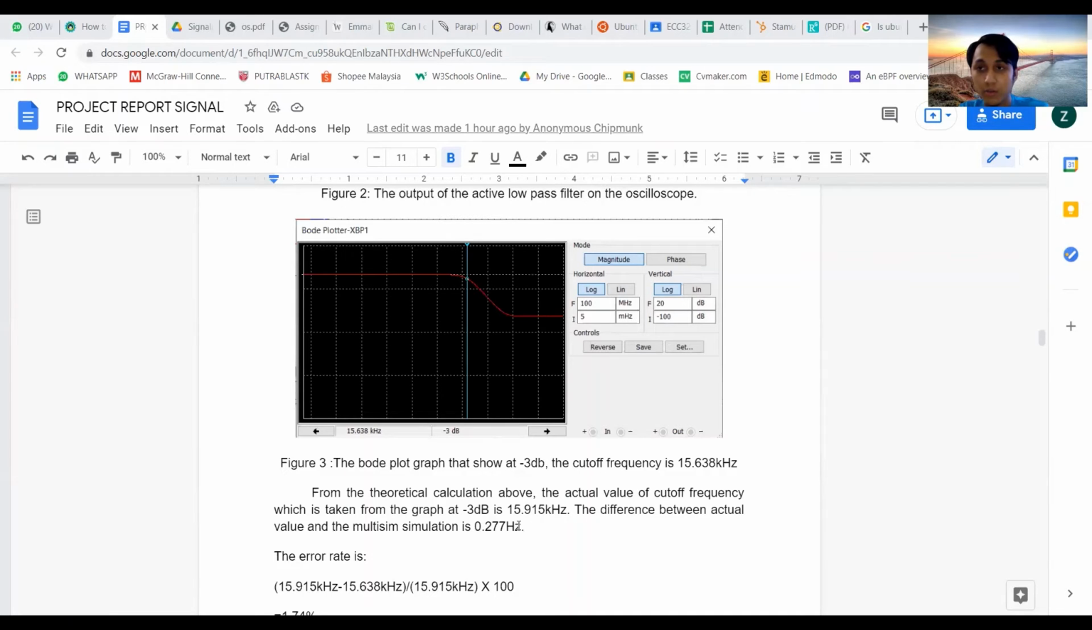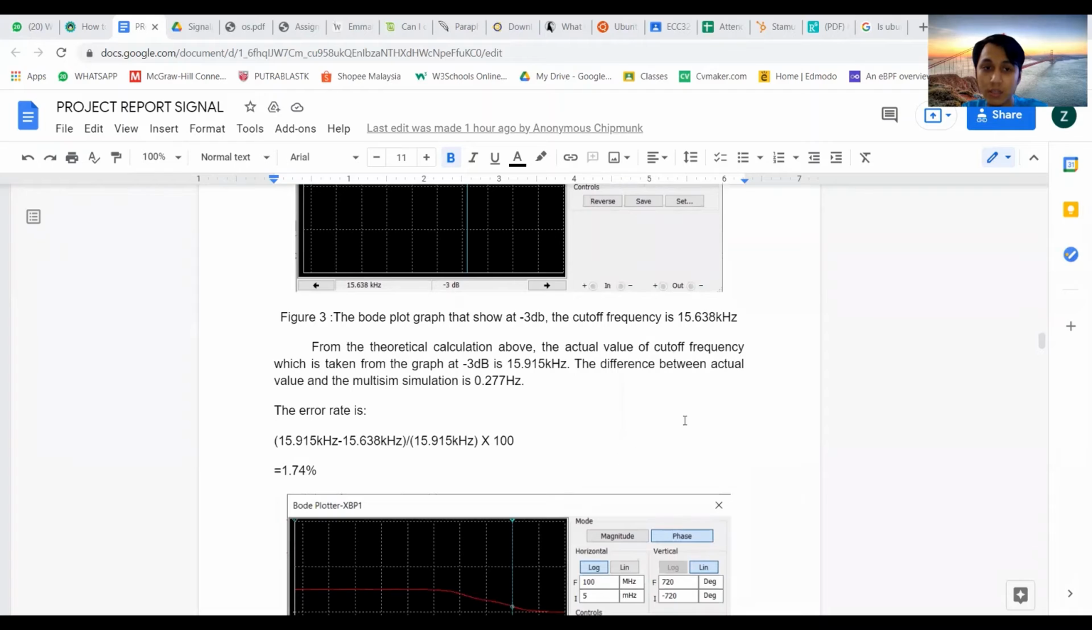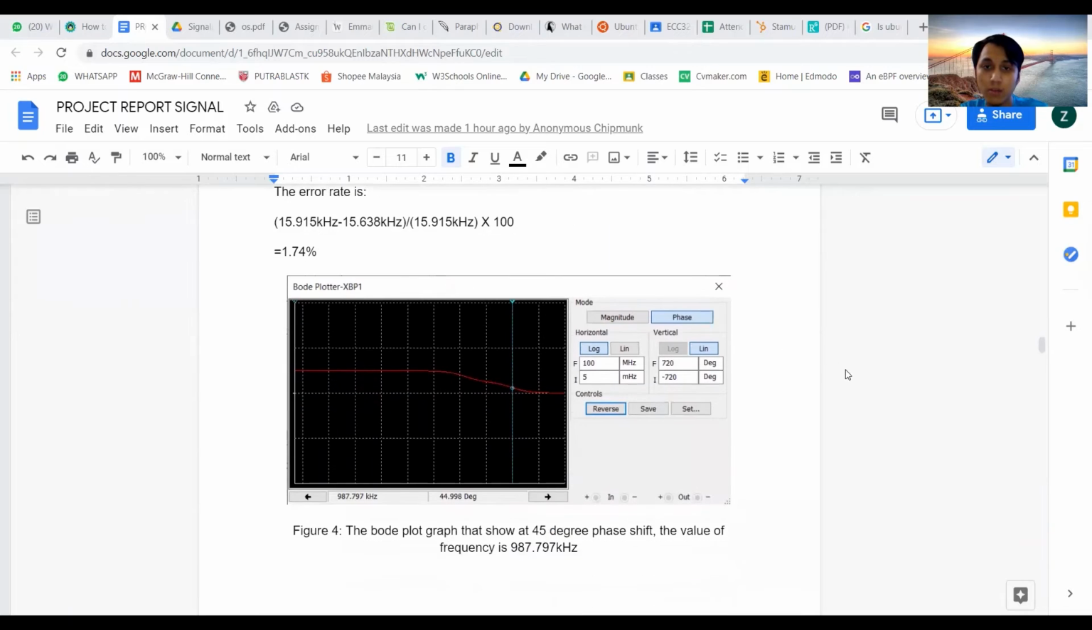From the theoretical value from the calculation above, the actual value of cut-off frequency that we get is 15.915 kHz. So the difference between the theoretical value and the Multisim simulation is 0.277 kHz. From this difference, we calculate the error rate, which is the theoretical value minus Multisim value over the theoretical value times 100. So we get 1.74% as the error rate. Now we'll move to the next part.